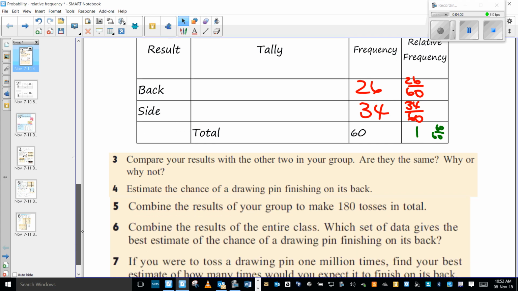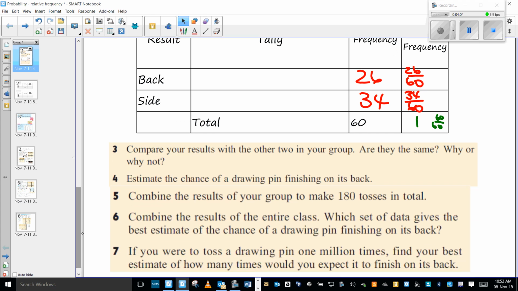So here, this is what we're going to do now. You're going to compare your results with the other 2 people. So in your 3s, you're going to say, oh, well, I got this, I got that. Are they the same? Why or why not? So think about why they may be the same or why they may not. Then you're going to estimate the probability of it finishing on its back, okay? Then you're going to combine your results to make 180 tosses.